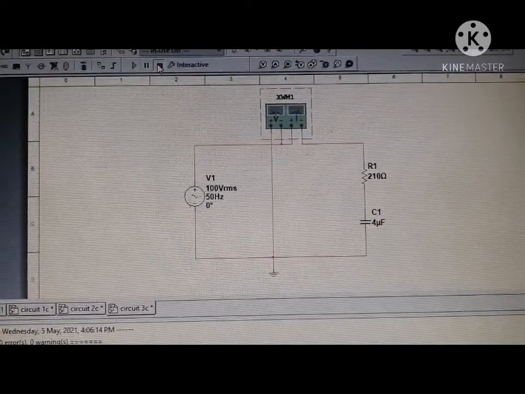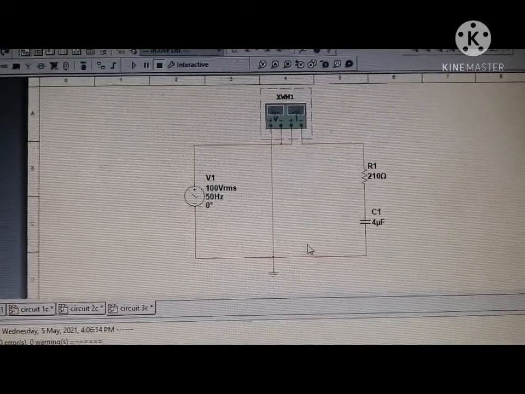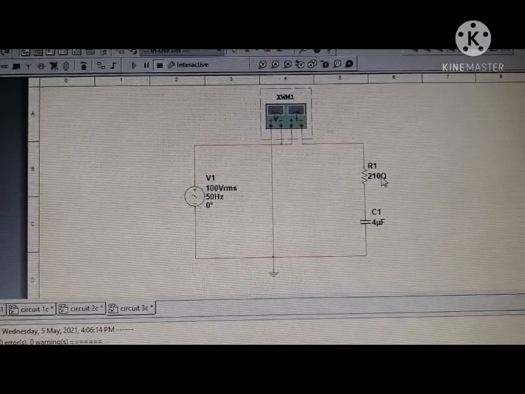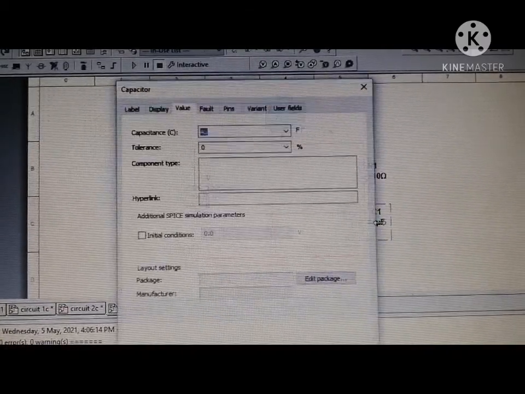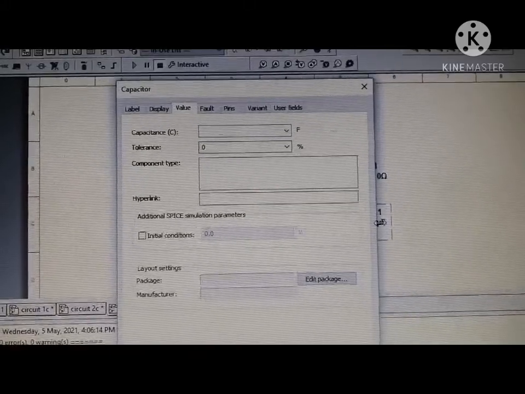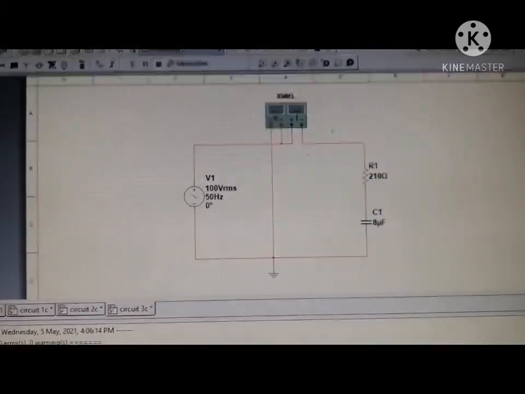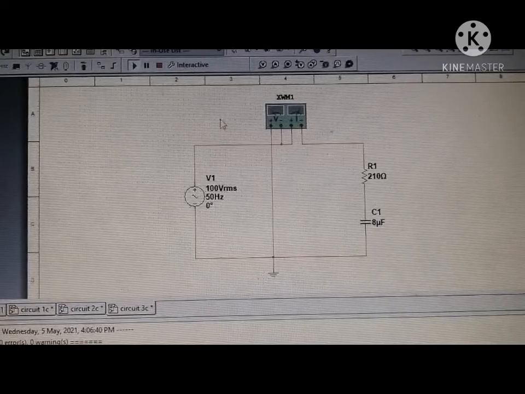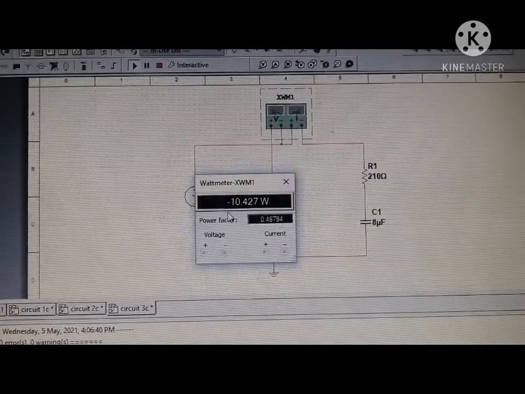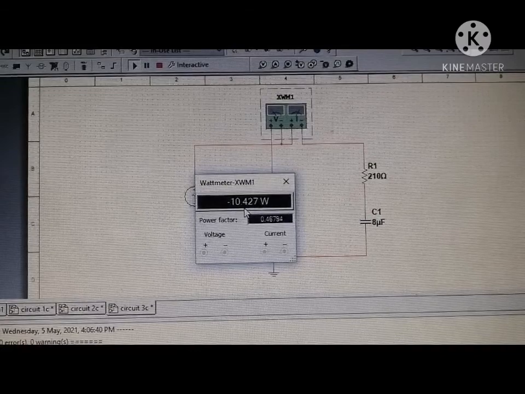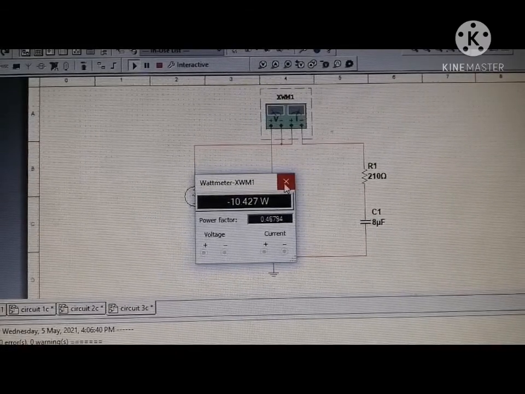Okay, so stop the simulation, then change the capacitor only. We need to change the capacitor to 8 microfarad, and then run the simulation, and then we will get negative 10.427 watt.